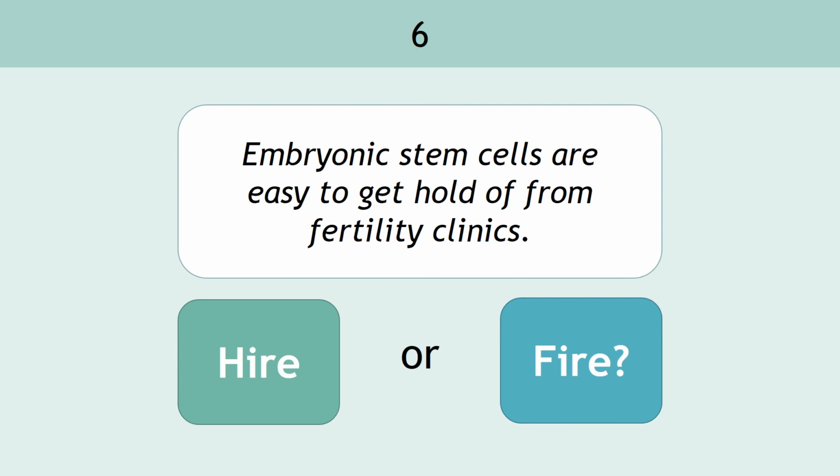Number 6, embryonic stem cells are easy to get hold of from fertility clinics. Well, you could argue either one. If you went for hire, yes, we can get them as spares from IVF, but also you might have said fire because it's not easy to get them. You don't just go along with a Tesco's bag and chuck a load in. It's not as easy as that.